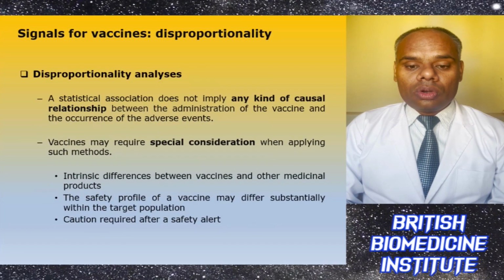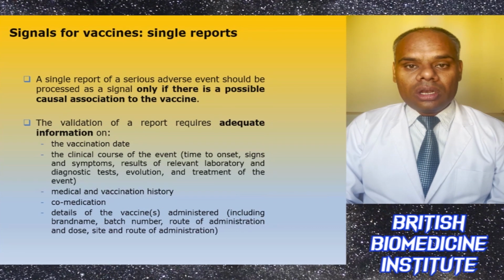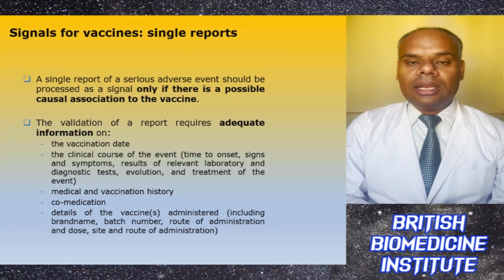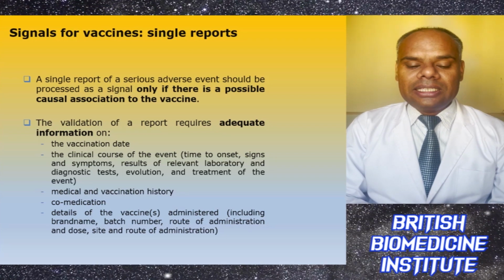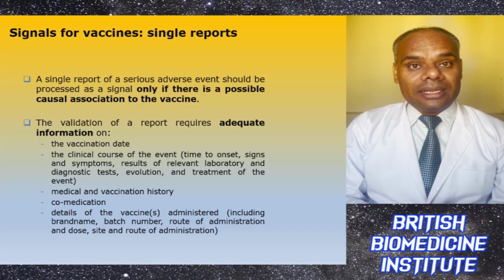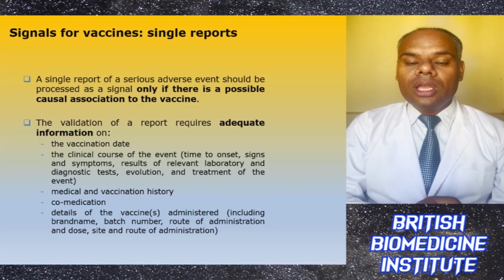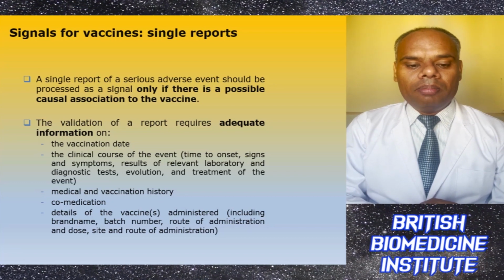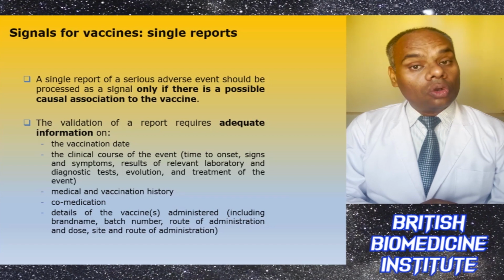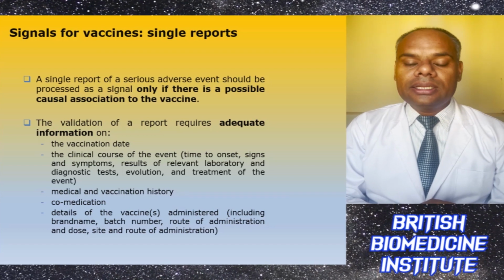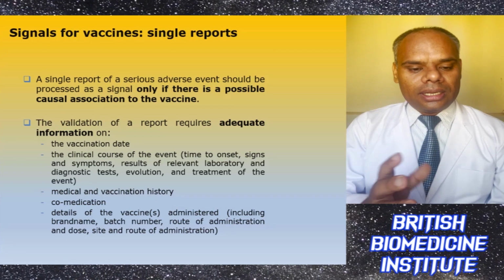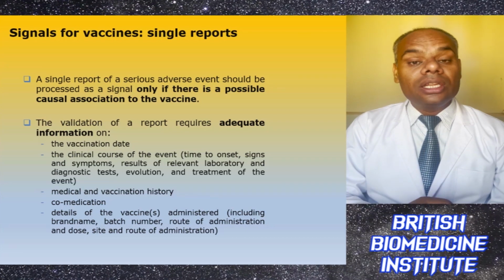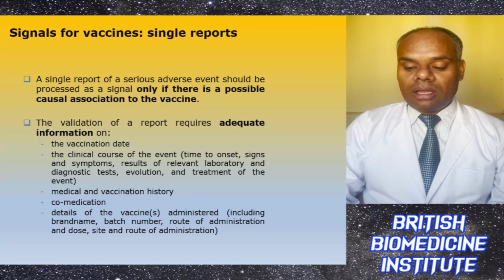The validation of a report requires adequate information on the vaccination date and the clinical course of the event, like the time of onset, signs and symptoms, results of relevant laboratory and diagnostic tests, and evaluation or treatment of the event. There can also be a medical or vaccination history, co-medications which were prescribed, and details of vaccines administered, including the brand name, batch number, route of administration, dose, and site of administration.